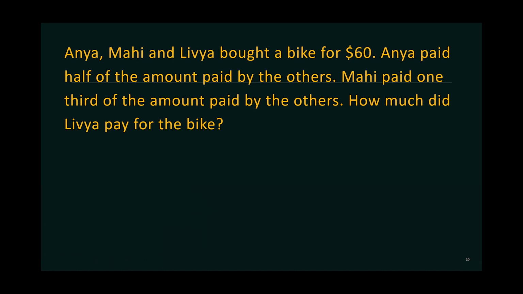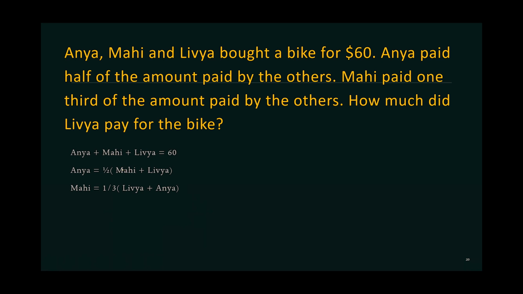This looks like a question on equations. Normally you might start with: the sum of the money paid by Anya, Mahi and Livia is 60. Then Anya paid 1/2 of Mahi plus Livia's amount, and Mahi paid 1/3 of Livia plus Anya. But try to use ratio and proportion. It will be easier than solving the equations.